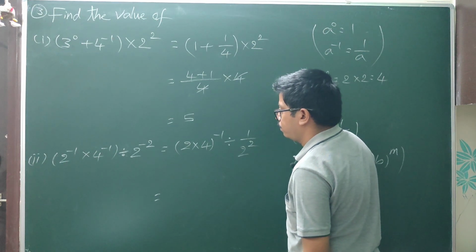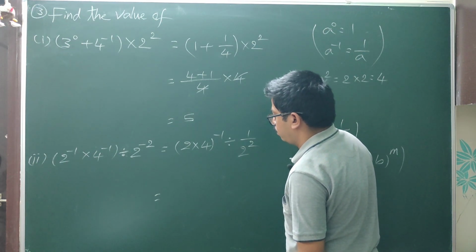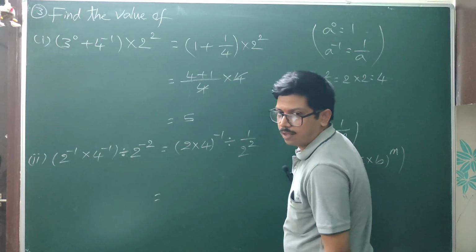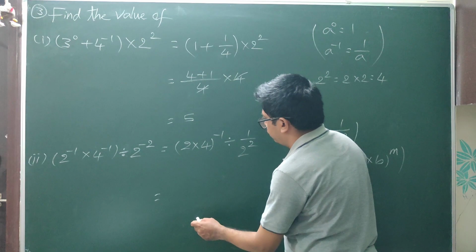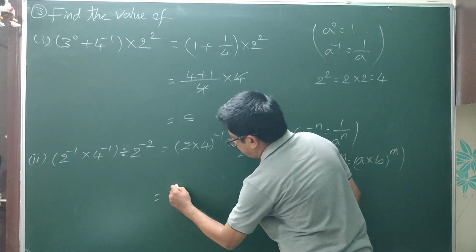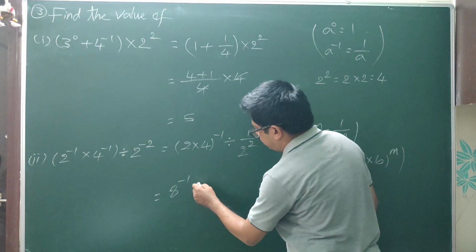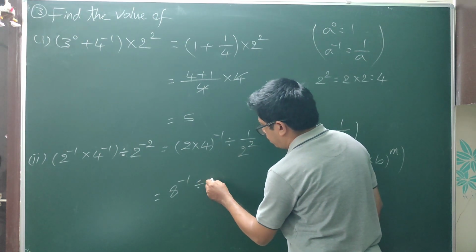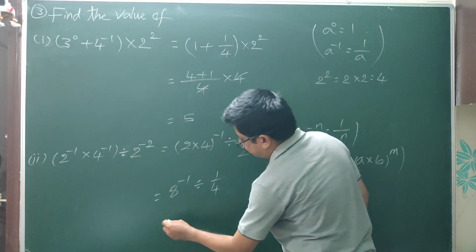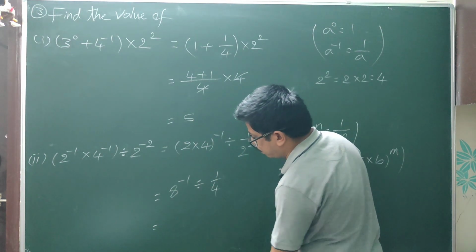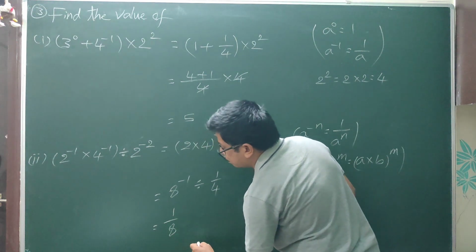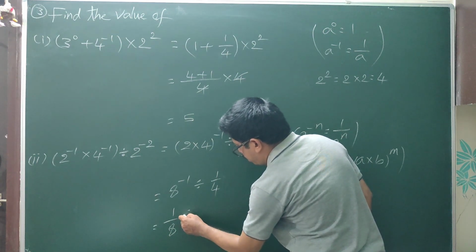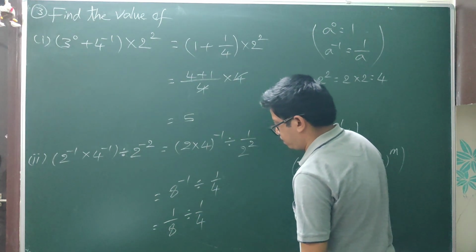Equal to 2 4s are 8. 8 power minus 1 divided by 1 by 4 equal to 1 by 8 divided by 1 by 4.